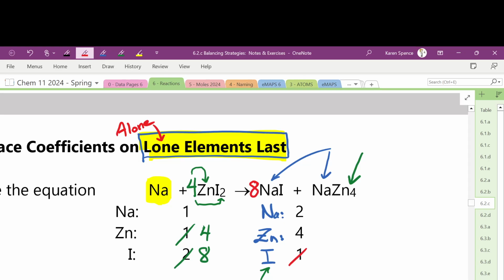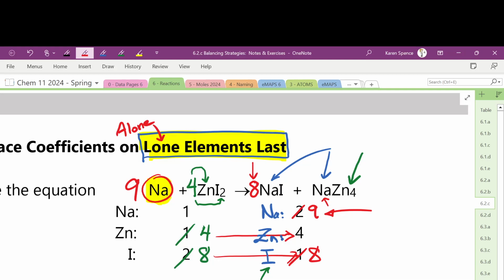That gives us 8. Ooh, not 8, but 8 plus 1. How many Nas? 9 Nas. Oh, I wrote it in the wrong place, didn't I? 9 Nas. And iodine is only in that compound, so there are 8 iodines. So iodine is okay now. That's good. Zinc is okay, and the only thing left for me to balance is sodium. And because it is on its own here, all I have to do is throw a 9 in front of that, and I haven't mucked up anything else. So by leaving it to the end, it just makes it a little easier.